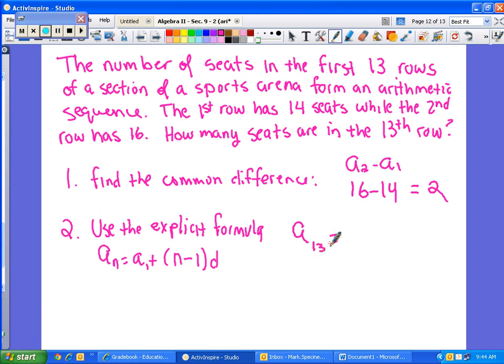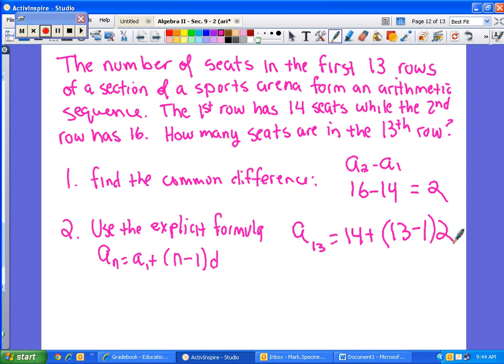The value of my first row is how many? How many seats in the first row? 13? No, 14. Oh, I'm so sorry. And then the number of rows: 13 minus 1 times the common difference of 2.